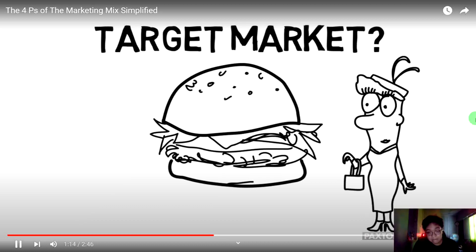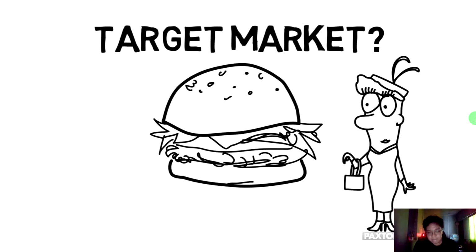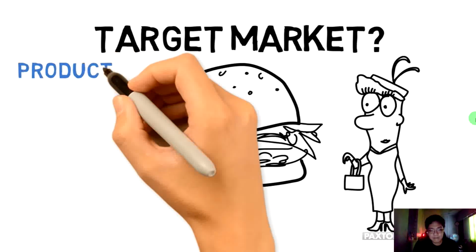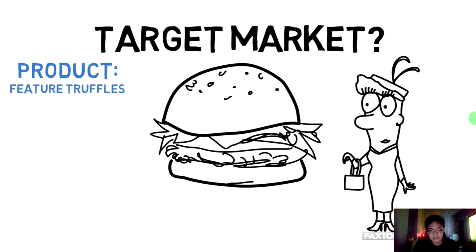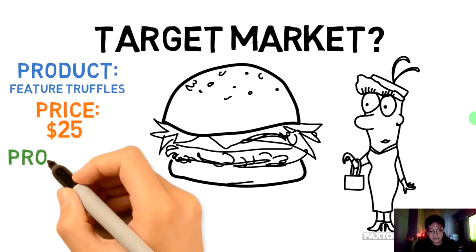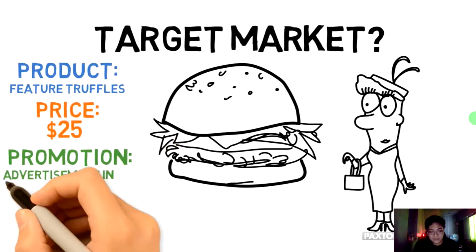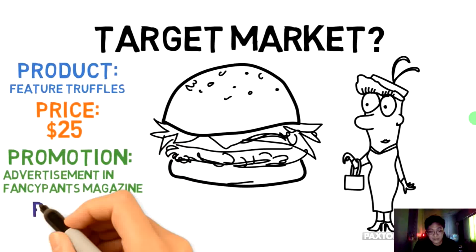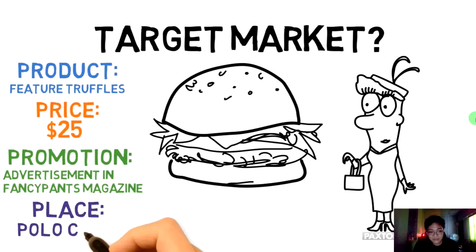Your target market will affect your 4 Ps. In this case, you'll want a very high-end hamburger. Consider a product that features truffles, which are super expensive stinky mushrooms. Oh, that sounds delightful. You're going to have to charge a lot because your cost will be high. $25. A good promotion might be an advertisement in Fancy Pants magazine. And a perfect place to sell the hamburger would be at the Polo Club.